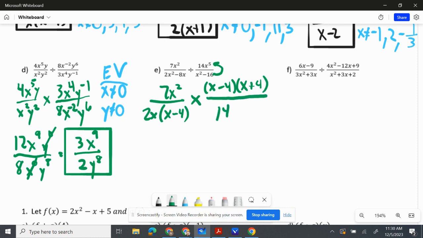And then we have the 14x to the 5th. So when I cancel, I see that the x minus 4's cancel. The 7 becomes a 1. The 14 becomes a 2. The squared cancels, and then the 5 becomes a 3. So I have x plus 4 on top. On the bottom, 2 times 2 gives me 4. And then x and x to the third gives me x to the fourth.